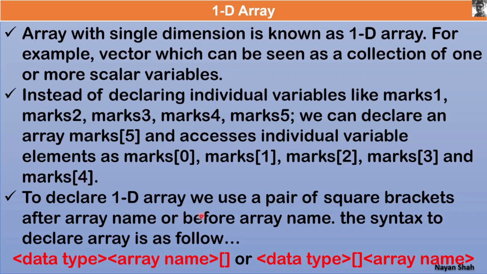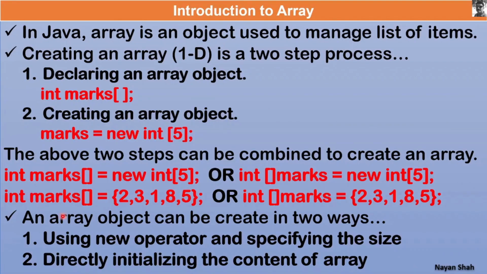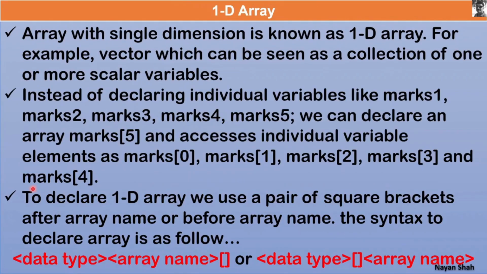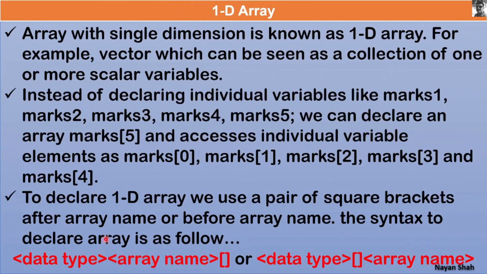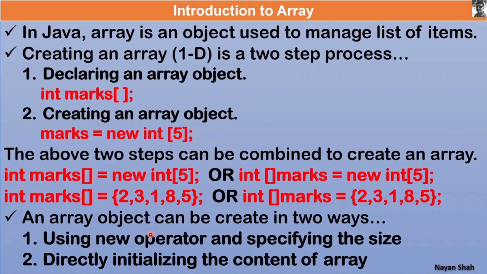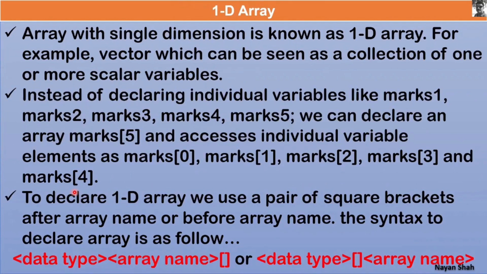To declare a 1D array, we use a pair of square brackets after the array name or before the array name, and the syntax to declare an array is as follows. We have already seen an example in the previous slide of how an array is created, and here it is giving you the syntax: you write the data type, that is int, then you write the array name, that is marks here, then you put square brackets, or you write the data type, square brackets and the array name.